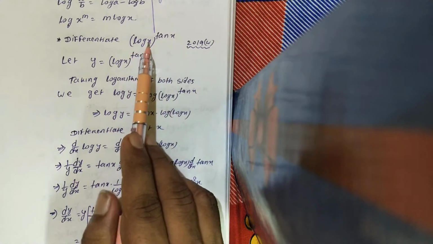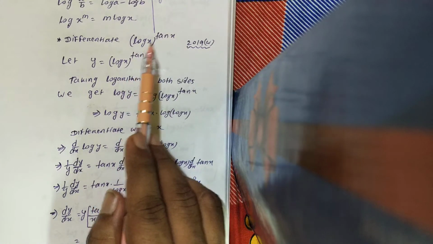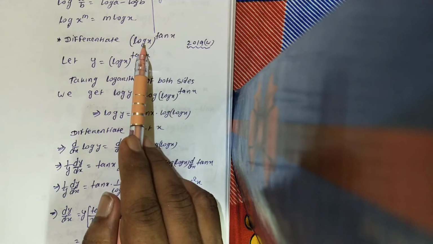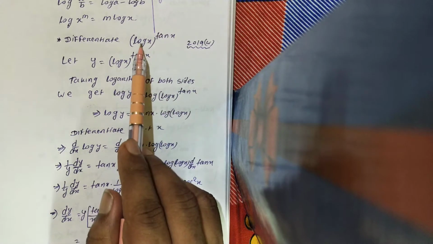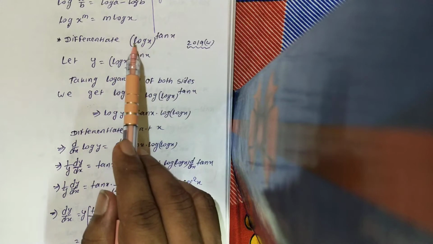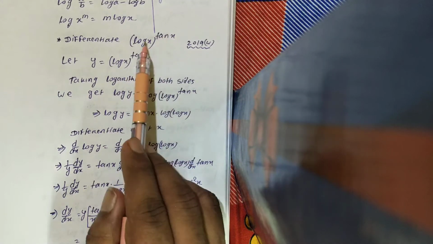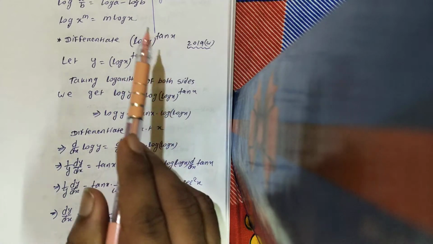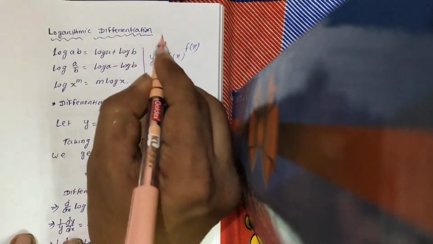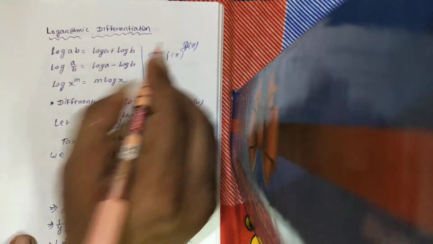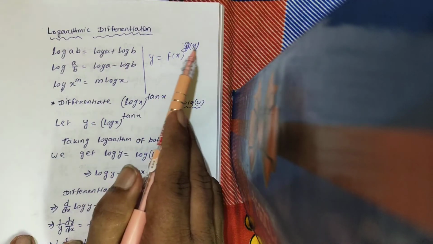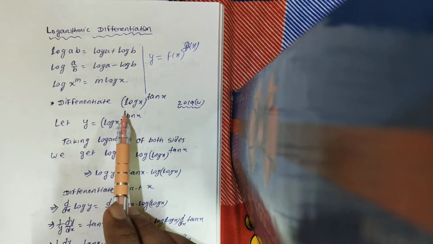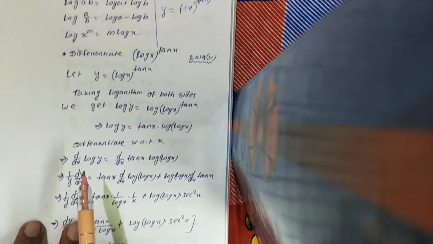See one thing here. Here log x is a variable and also tan x is a variable. Just before, I told you that if a function is given in the form of f(x) to the power f(x), f(x) to the power g(x), that means variable to the power variable. That means f(x) is a variable and g(x) is also a variable. In this case, we will use log to solve these problems.